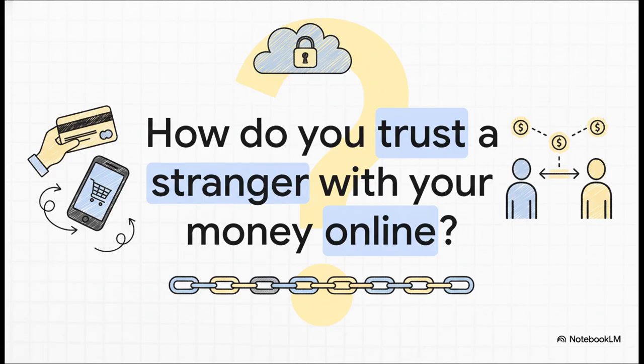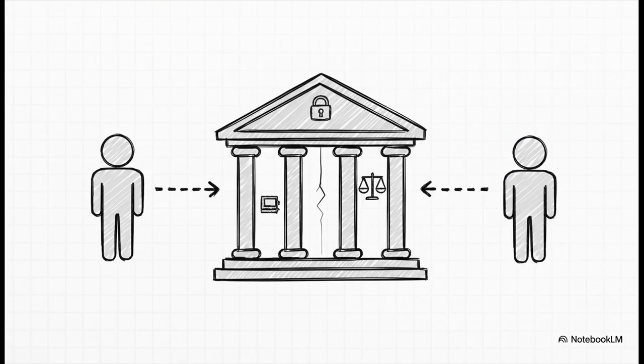I mean, we do this all the time, right? Buying stuff, sending cash to friends. But have you ever really stopped to think about how that actually works? How do we manage to trust a complete stranger on the other side of a screen? Well, the truth is, we don't. We trust a middleman. Banks, credit card companies, you name it.